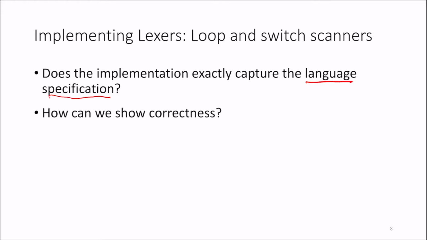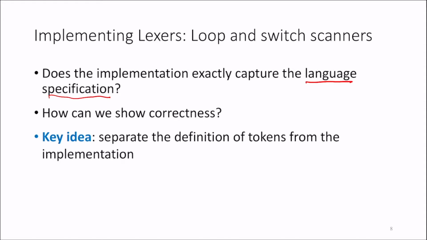The way that usually language specification tells us that is by describing them in some notation or in language, like using the English language to say, here's what an identifier looks like in this language. So we want to make sure that our implementation exactly captures that specification. And the second thing we would like from a lexical analyzer, and in fact every component of our compiler, is to show correctness. We want to be able to prove that our implementation is correct and matches the language specification. So the key idea is to separate the definition of the tokens from the implementation.